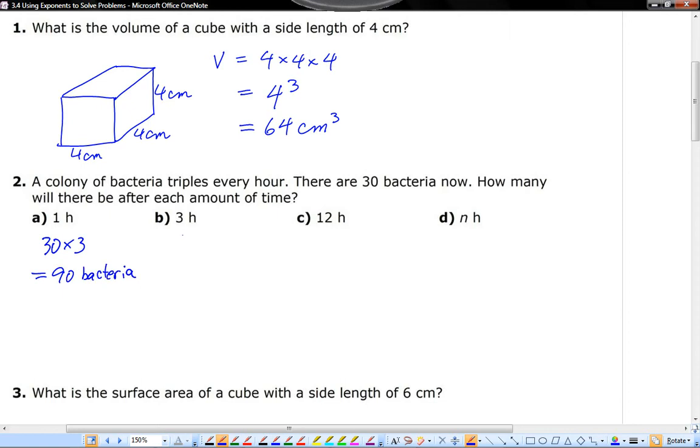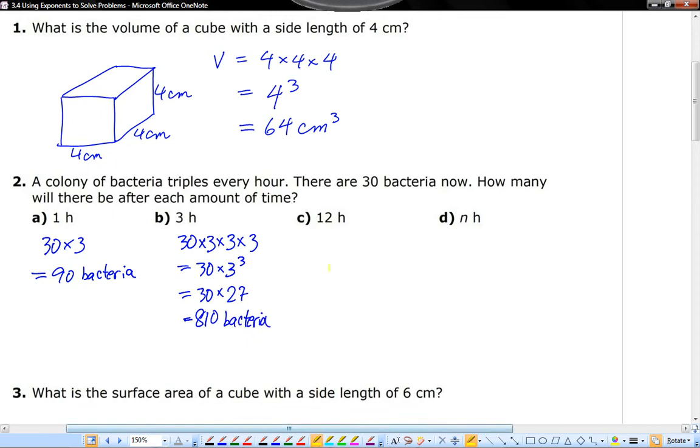In 3 hours, that means that 1 hour has gone by and the population has tripled, another hour has gone by, the population has tripled, and a third hour has gone by and the population has tripled, which means that we've done 30 times 3 to the power of 3. Now the 3 to the power of 3 part of it is equal to 27. We multiply that by 30, we get 810 bacteria.